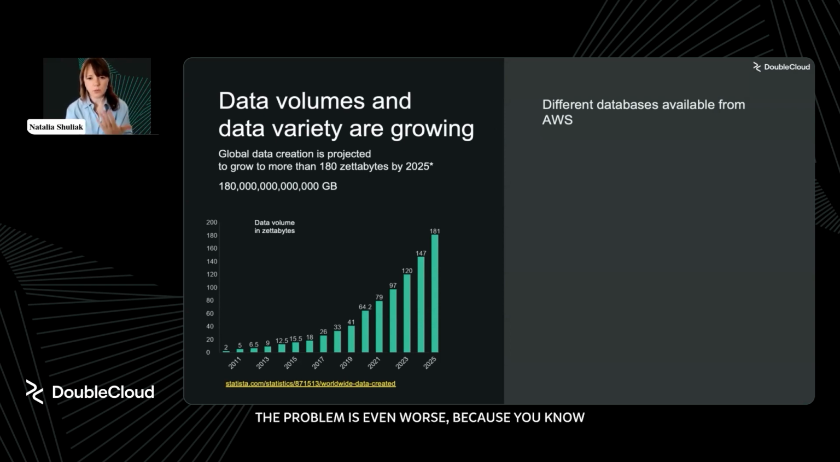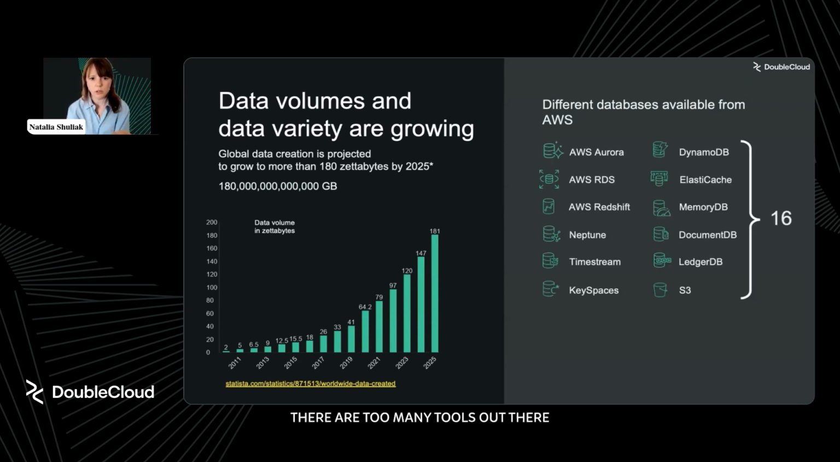And then for you as a CTO, the problem is even worse because you have too much choice. There are too many tools out there. Just AWS, they have 16 databases, and then in RDS, there are different databases as well. And you need to make a choice, what's my use case, and then how to choose the right database for it. And quite often the mistake that CTOs are making is that they are trying to choose the right tool, and that's not the right way to go after it.